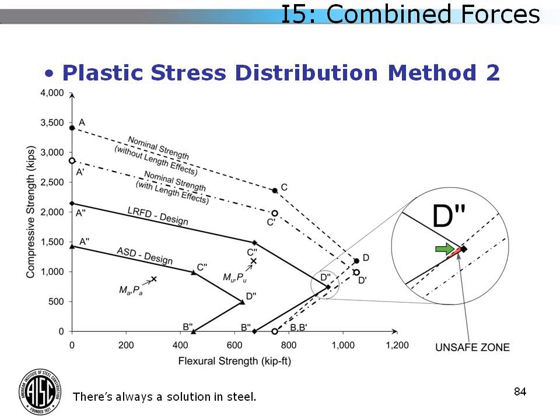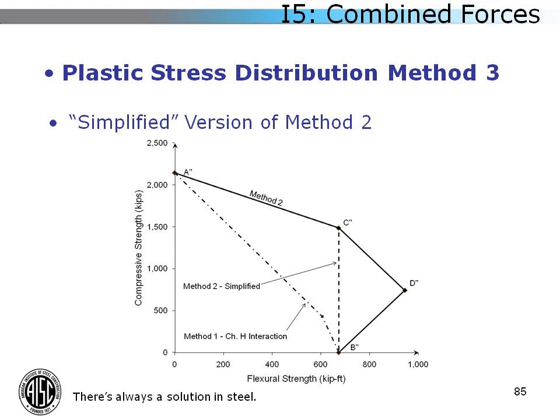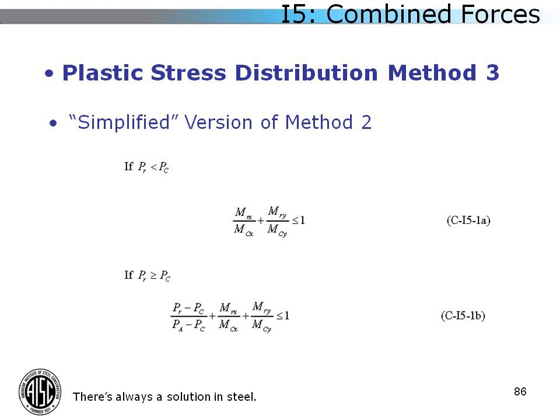And one way that we can avoid this entirely is to use method 3, which is referred to as the simplified method in the commentary. And that is just to remove point D altogether. Just get rid of it. So your simplified method 2 is now a straight line from B to C over to A. This serves two functions. First of all, you get rid of this possible zone of unsafe action. And you can also use a nice and tidy bilinear interaction equation, as shown here. Now, these are provided directly within the commentary.